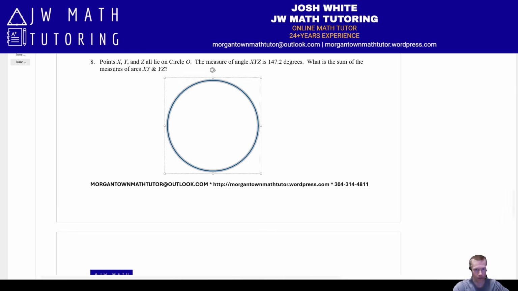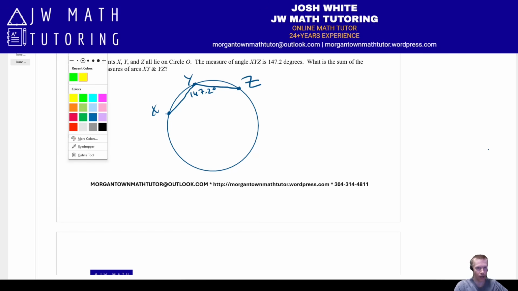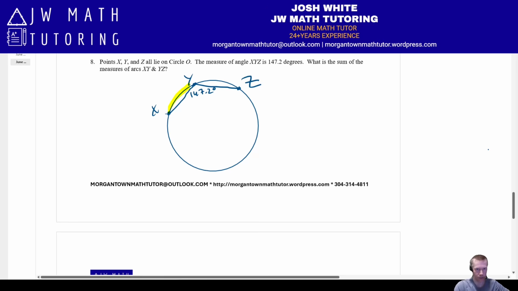Basically, you have a circle. It looks something like this, where you have, say, x, y, and here is hypothetically z. The angle formed by them right here, this inscribed angle, is 147.2 degrees. What's the sum of arcs xy and yz? So it's like this arc here and this arc here together. What do they add up to?